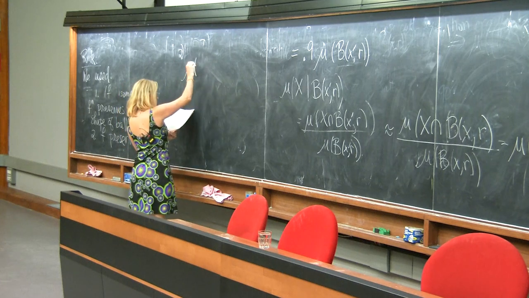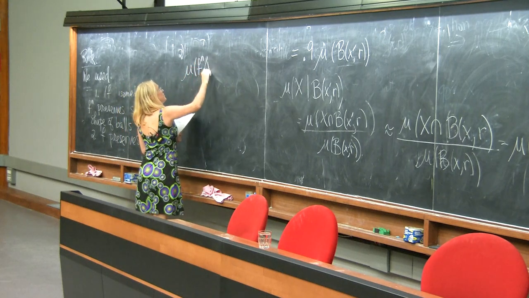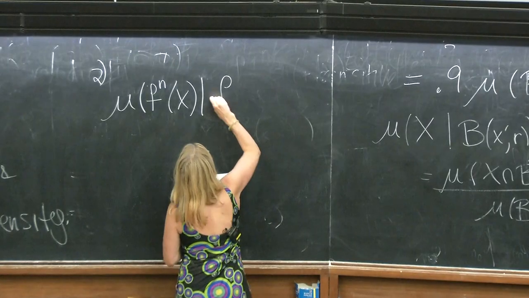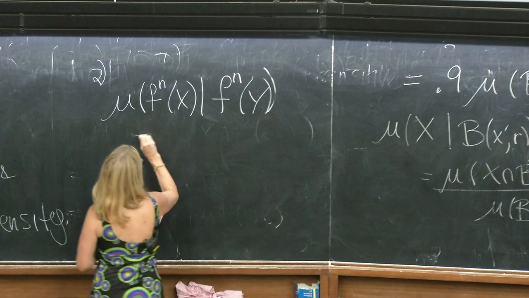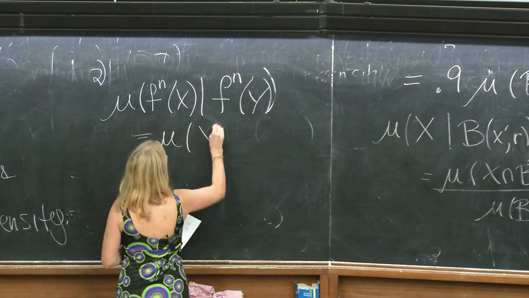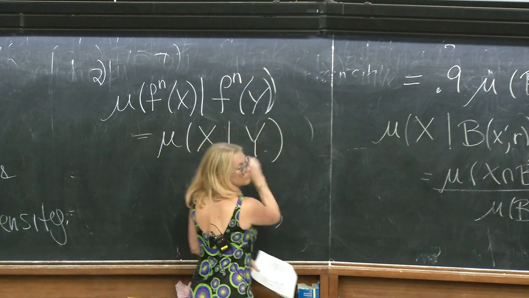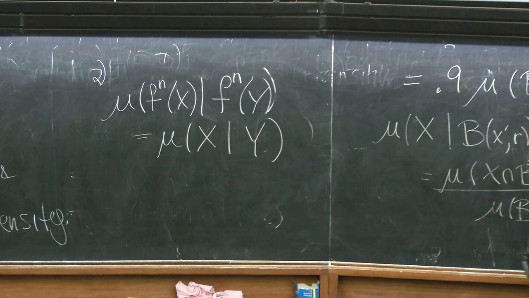The measure, or the conditional measure, of F to the N of some set X inside of F to the N, of some set Y, is the same as the conditional measure of X given Y. So we use that as well.